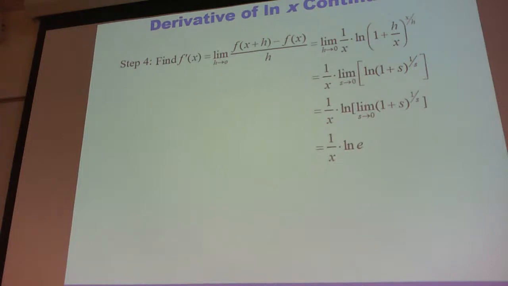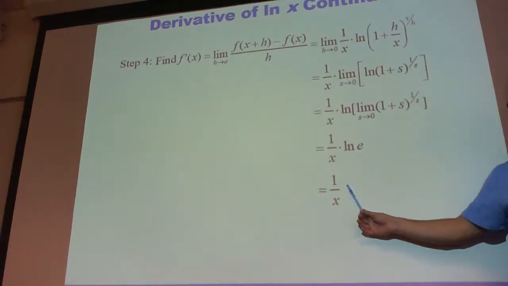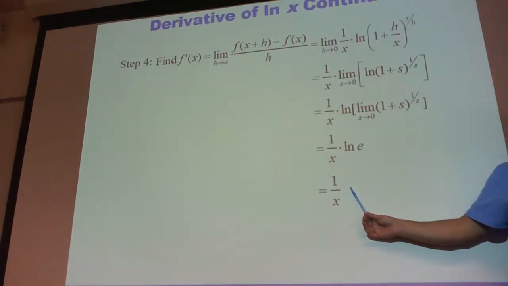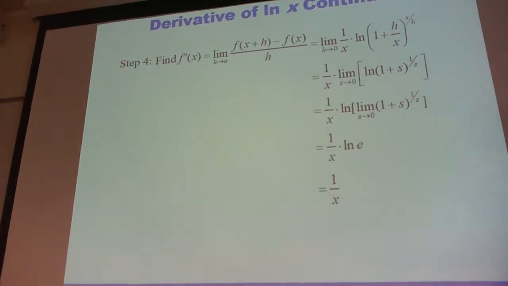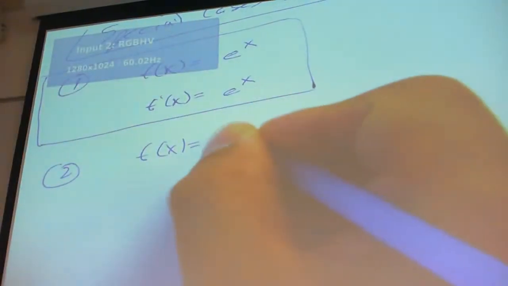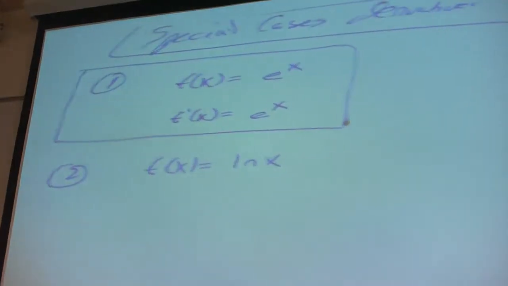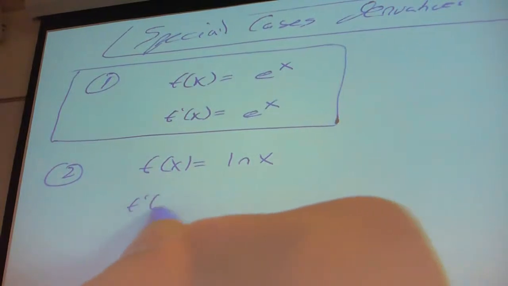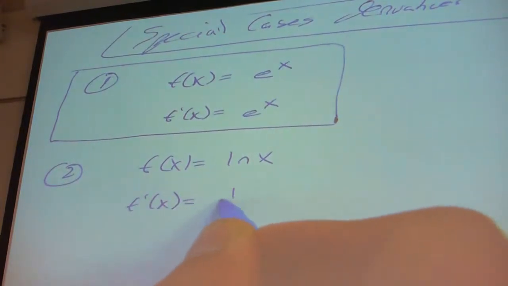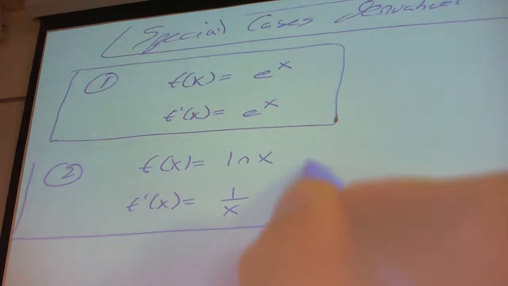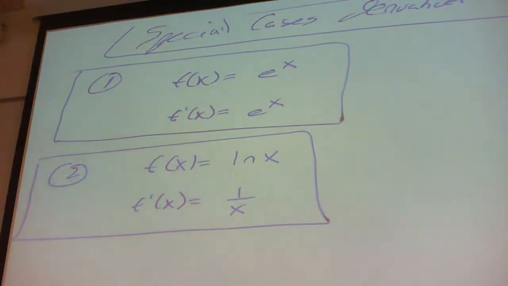What's the ln of e? They cancel each other out. All that work. What is the derivative of ln of x? 1 over x. Okay? So, special case number 2. If you have ln of x, what's the derivative of ln of x?